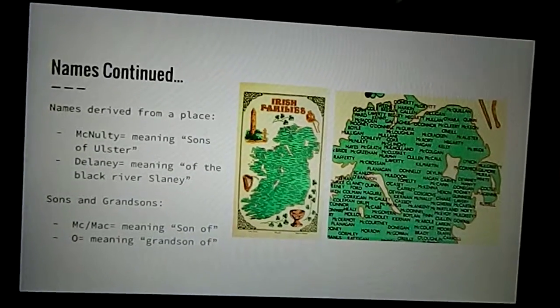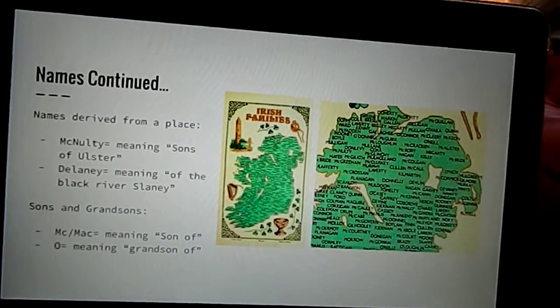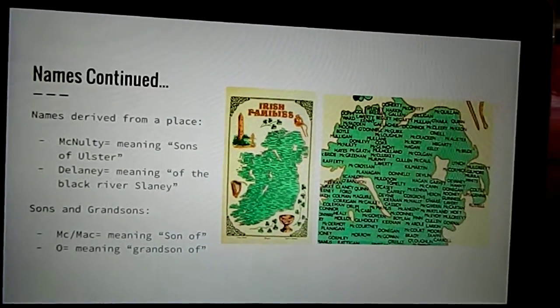So, names that derive from a place. McNulty means sons of Ulster, and Delaney means of the Black River Slaney. And then, like I said before, sons and grandsons: Mac means son of, and O means grandson of. And as you can see, there's just a little map with a bunch of names. There's Donnelly, Kelly, Hagen, McCracken, McCleary, just a bunch of Macs and O's in there.